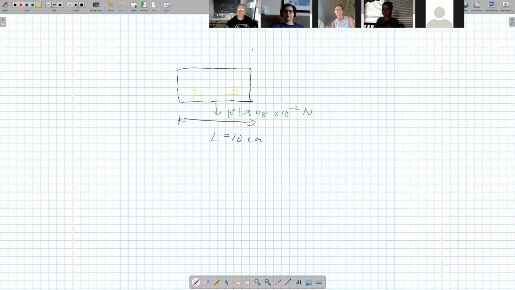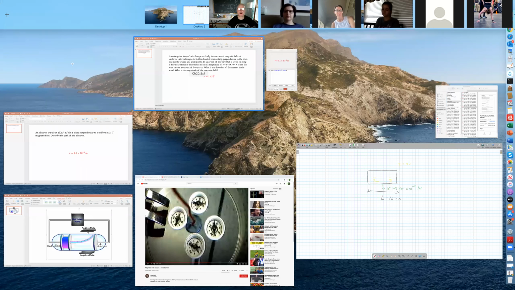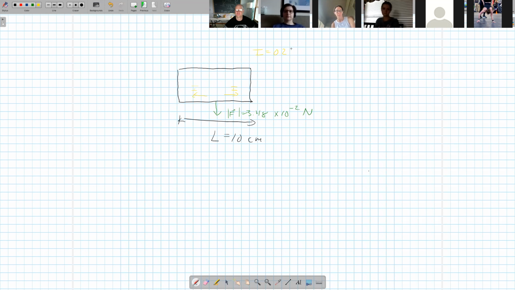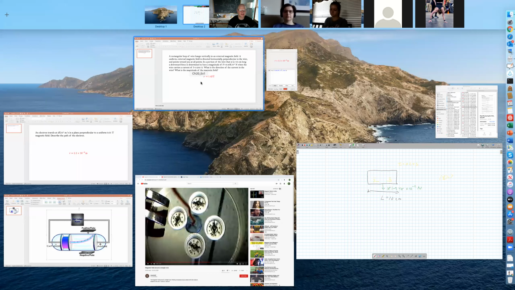Then we're told that the magnitude of that current is equal to 0.245 amps. So from here, it wants to know what is the magnitude of the magnetic field. I just realized I wrote that as F, not B. That should be B. Sorry, I'll change that later.